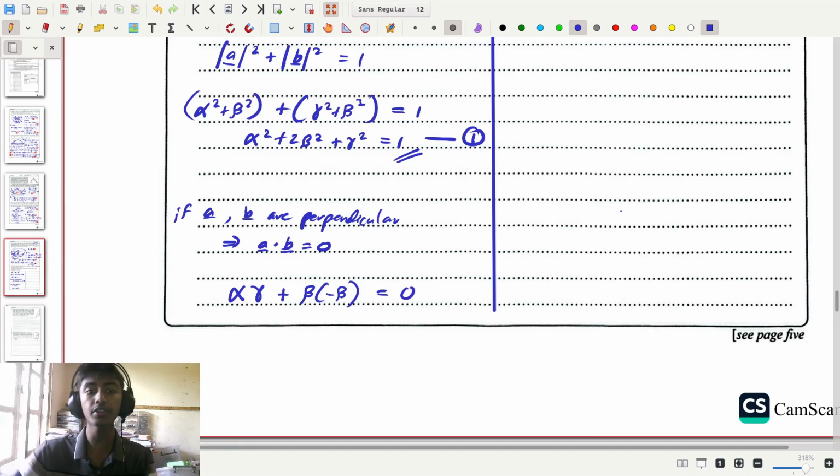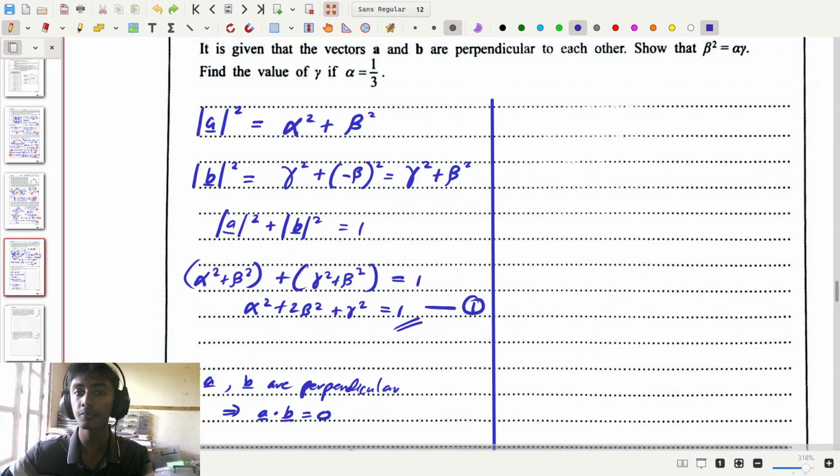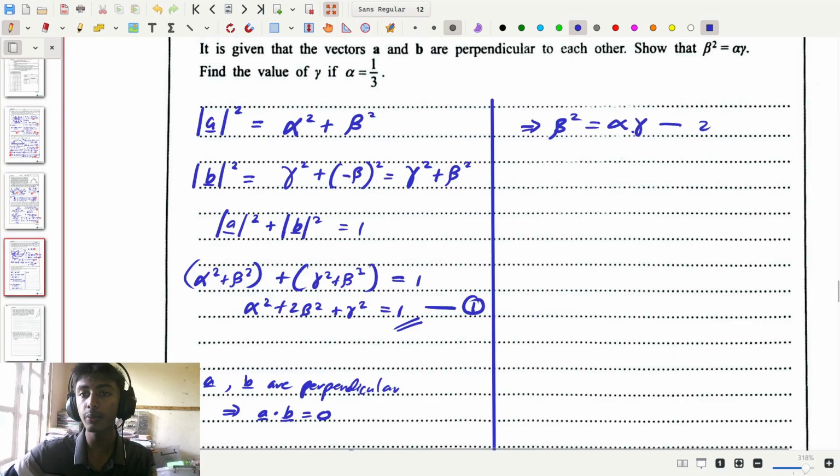Now we can see, if we rearrange this, we are going to get minus beta squared here and alpha gamma here. Taking minus beta squared to the other side, we can see that this implies that beta squared is equal to alpha gamma, which I'm going to call equation number 2. And equation number 2 is one of the equations that we need to find.